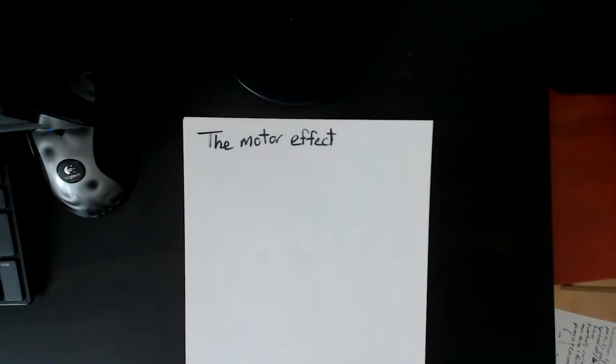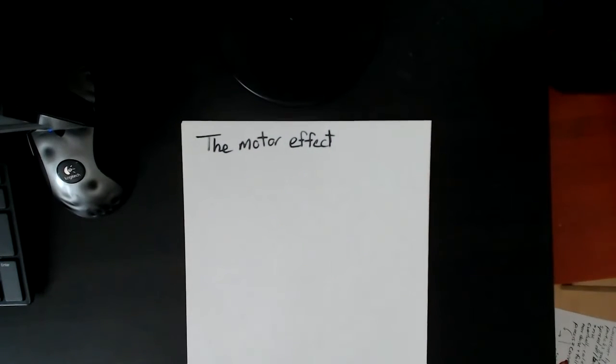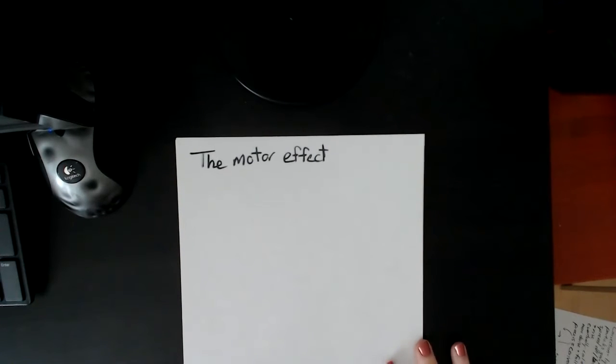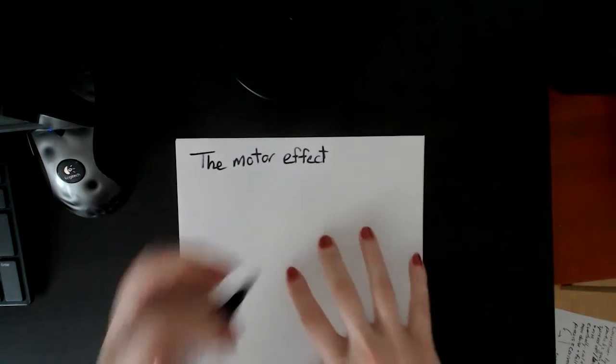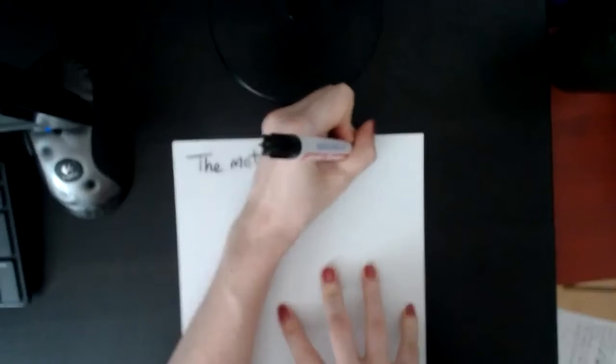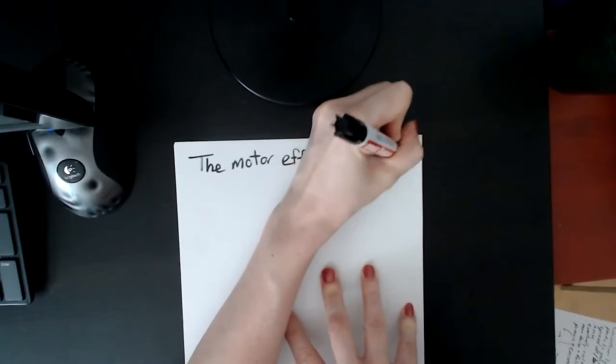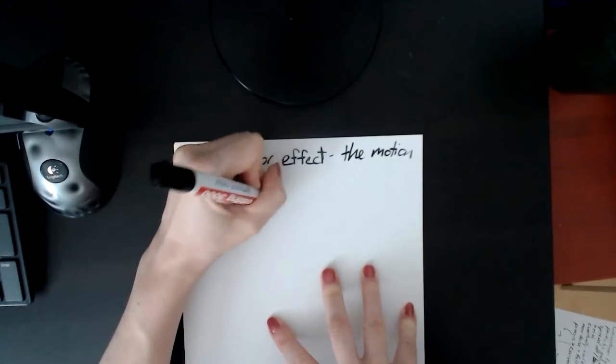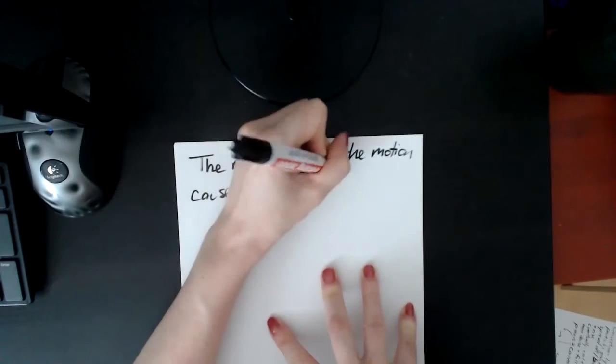So the motor effect is basically the force that occurs when two magnetic fields are overlapping. And we talked about it in terms of a simple electric motor, all right? So this is the motion caused by two overlapping magnetic fields.